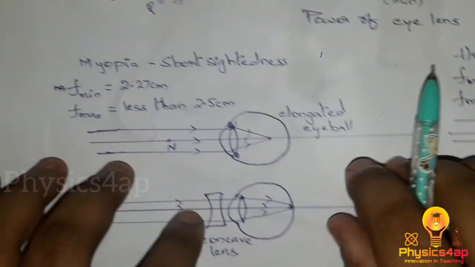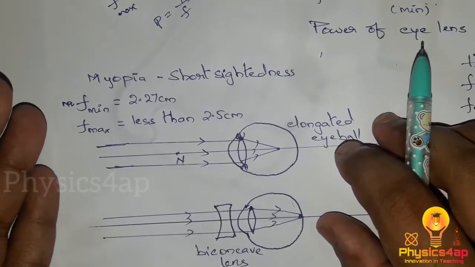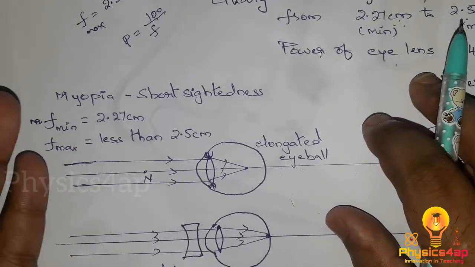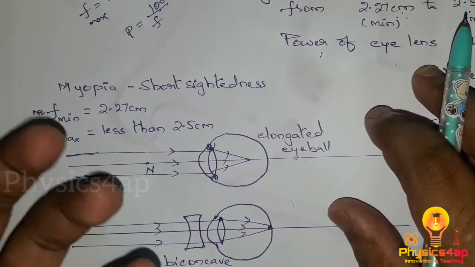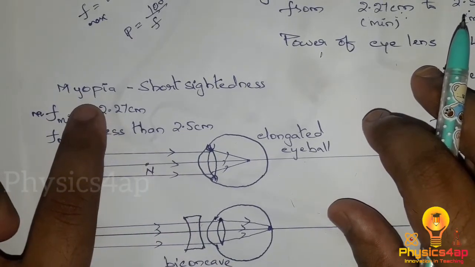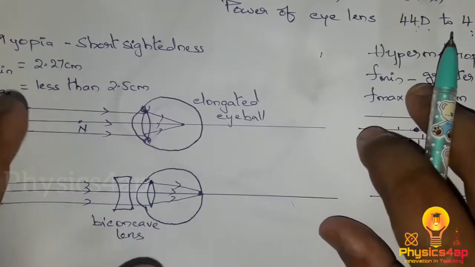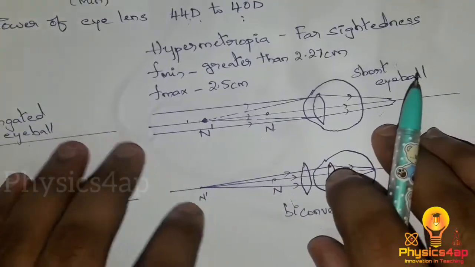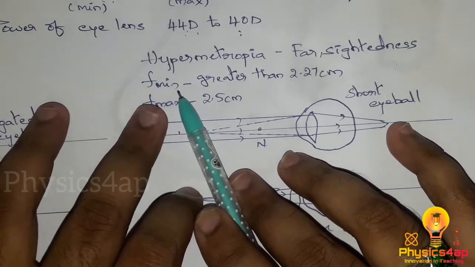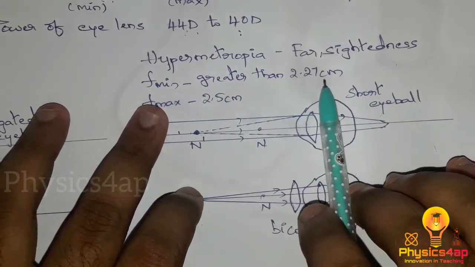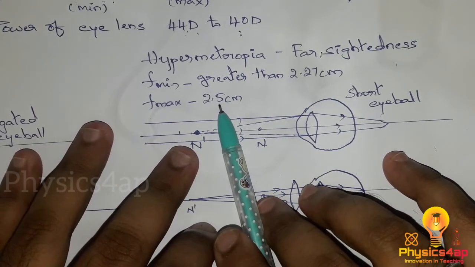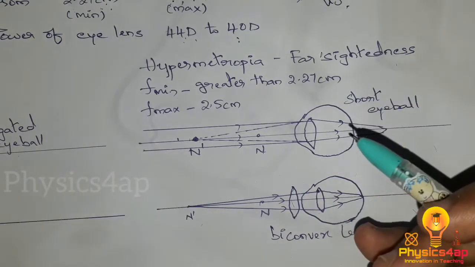This myopia defect occurs in children who view cell phones or computers a lot, or study under dim light. Due to those problems, we get myopia. One more defect is hypermetropia, also called farsightedness. It has a minimum focal length greater than 2.27, and the maximum focal length will be 2.5 centimeters. Hypermetropia is when a person cannot see near objects.